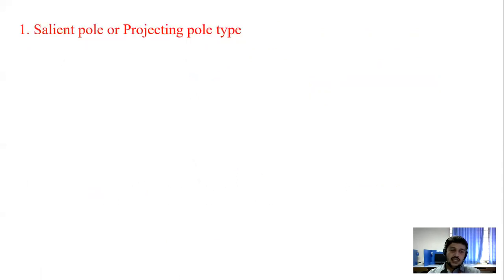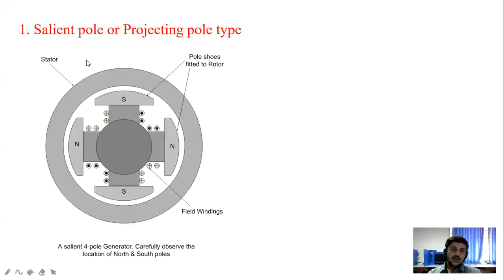Now, as I have already told, there are two different types of rotor depending upon the geometrical structure of the rotor. These rotors are the salient pole rotor and the cylindrical rotor. So let us see the structure of the salient pole rotor, or the construction of the salient pole or projecting pole type rotor. This figure indicates a four pole alternator with a salient pole rotor.